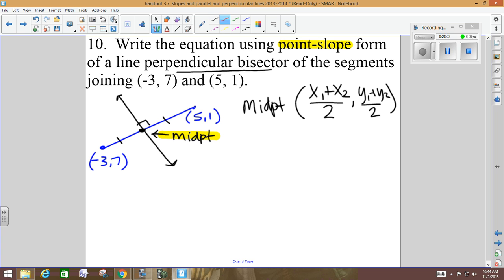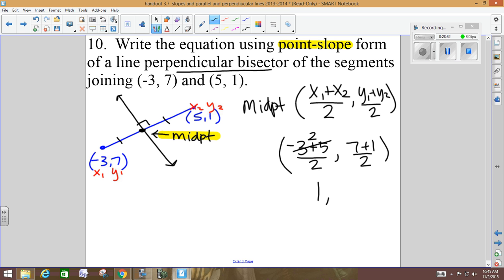So if these are my endpoints, we'll say (-3, 7) is the first one, x1, y1. And then (5, 1) is the second one, so x2, y2. So that would be negative 3 plus 5 over 2, comma, 7 plus 1 over 2. Then simplify. What's negative 3 plus 5? 2. And 2 over 2 is 1. What's 7 plus 1, divided by 2? 4. There's your point. That's the midpoint of the blue segment. That's the point that the black perpendicular bisector goes through.